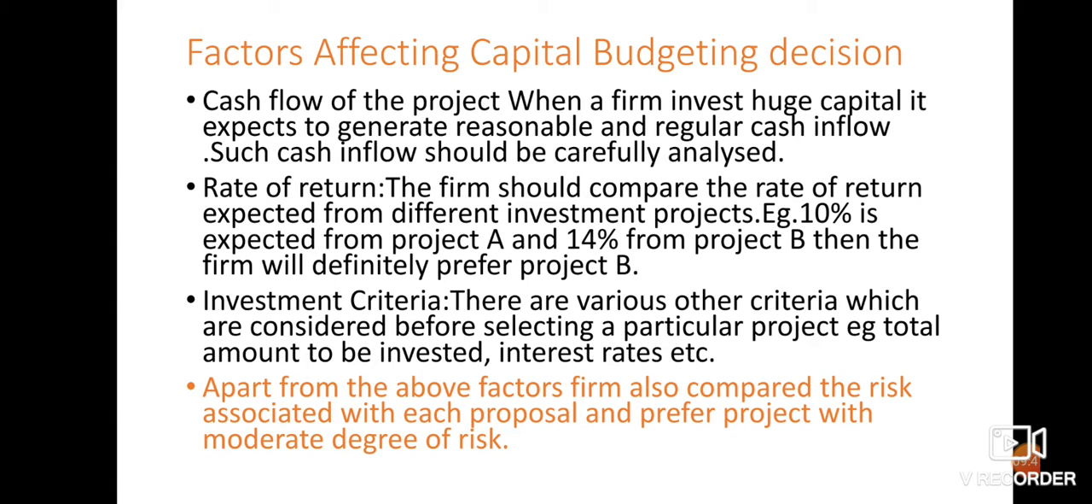So you should know these three things, children. Factors affecting capital budgeting decision: cash flow of the project, rate of return, and investment criteria. Apart from the above factors, the firm also compares the risk associated with the various proposals and prefers projects with a moderate degree of risk. You know there is risk in business. So when there is a moderate degree of risk, that is something that the businessman is going to prefer.